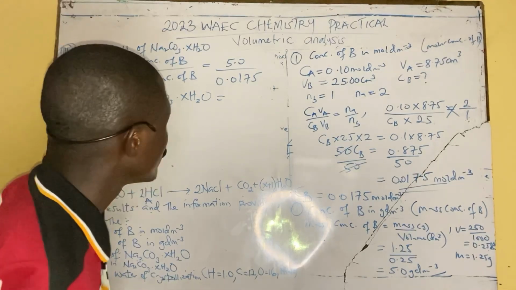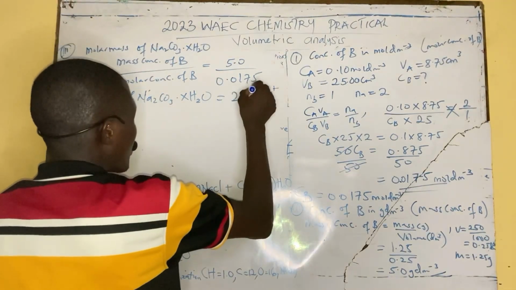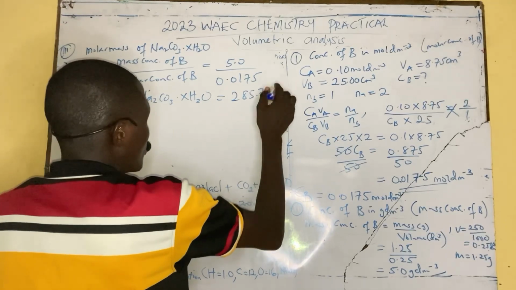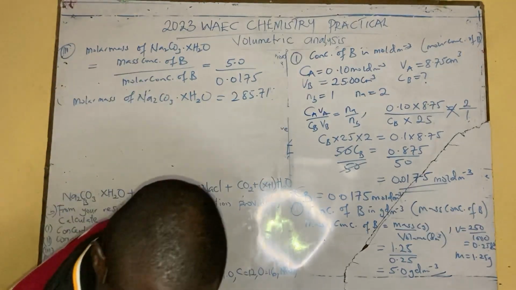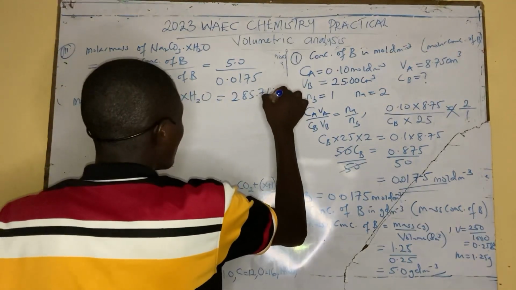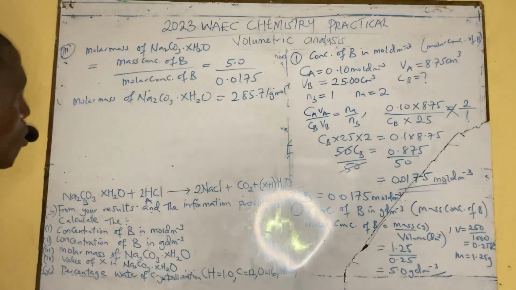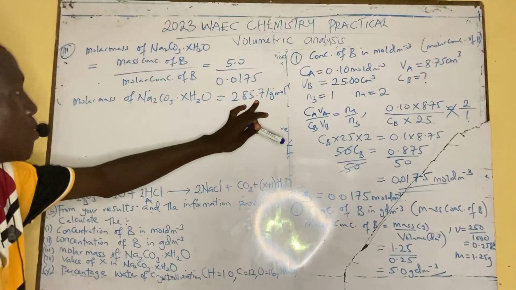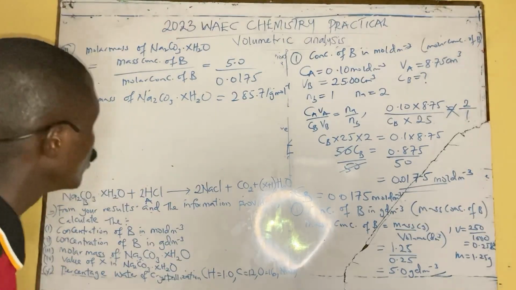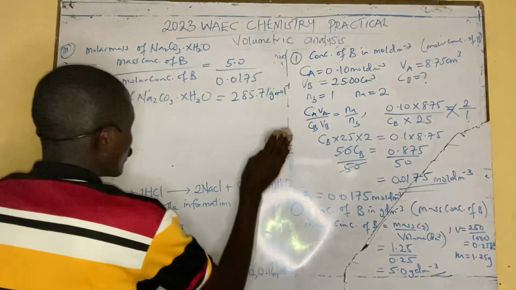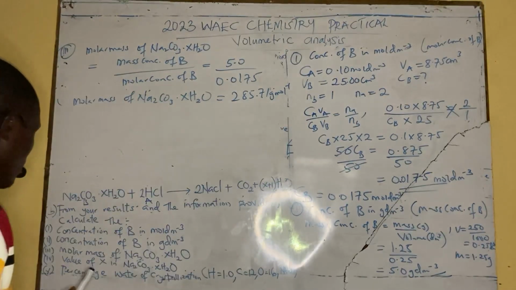We have 285.71, the same answer that we have. Please note that the unit is gram per mole: 285.71 gram per mole. So from here now, we can calculate our value of X.